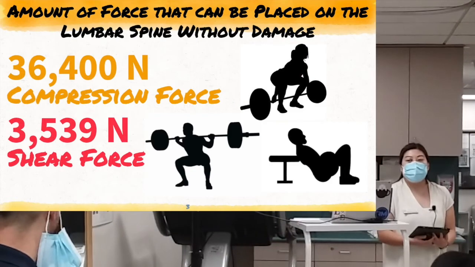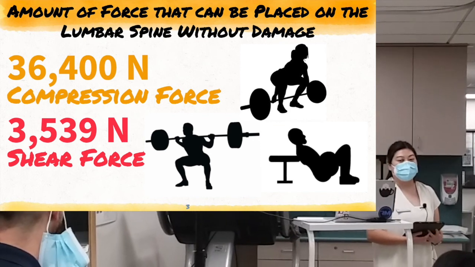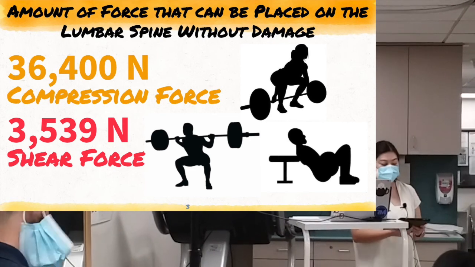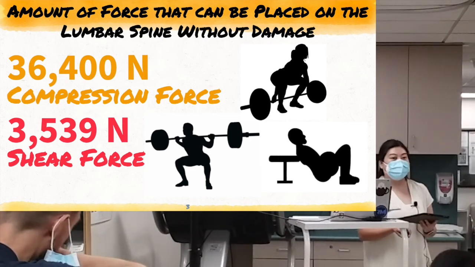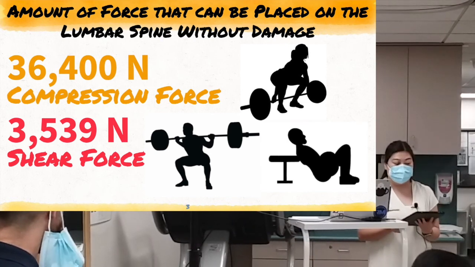So first is the amount of force that can be placed on the lumbar spine without damage. That'll be 36,400 newtons of compression force and 3,539 newtons of shear force. And just for comparison, a 4.0 earthquake in California is 58,839 newtons.